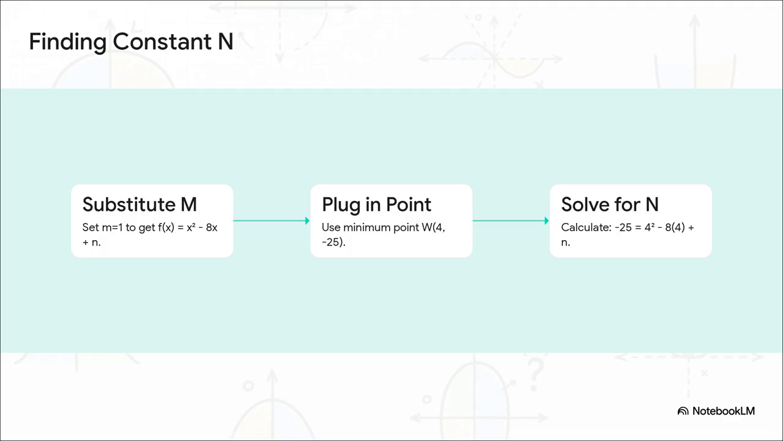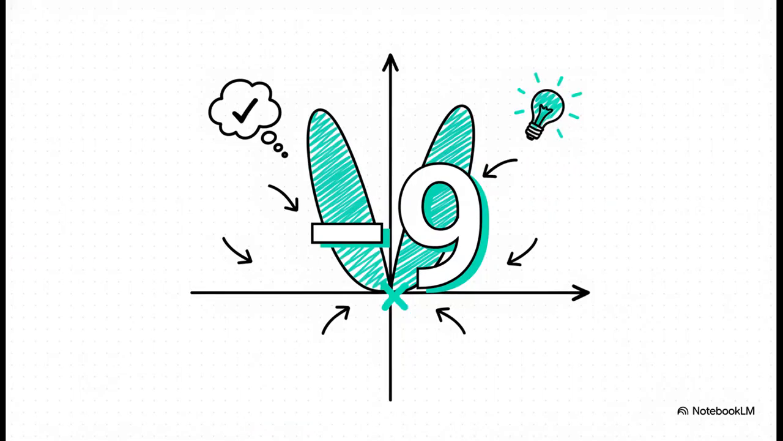Step 3, we plug those in. We get negative 25 equals 4 squared minus 8 times 4 plus n. Simplify that down. Negative 25 equals 16 minus 32 plus n. Well, 16 minus 32 is negative 16. Toss that negative 16 over to the other side by adding it to our negative 25, and we get negative 9. The constant n equals negative 9, meaning our graph crosses the y-axis right at the negative 9 mark. And just like that, we have fully solved the entire 3-part question.